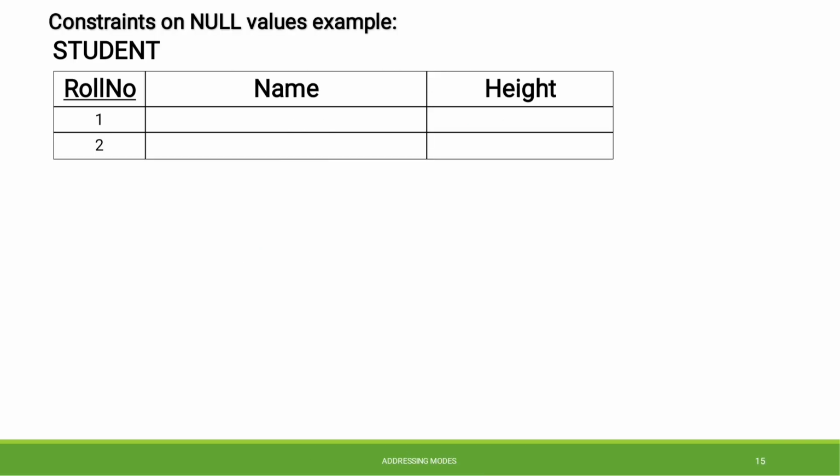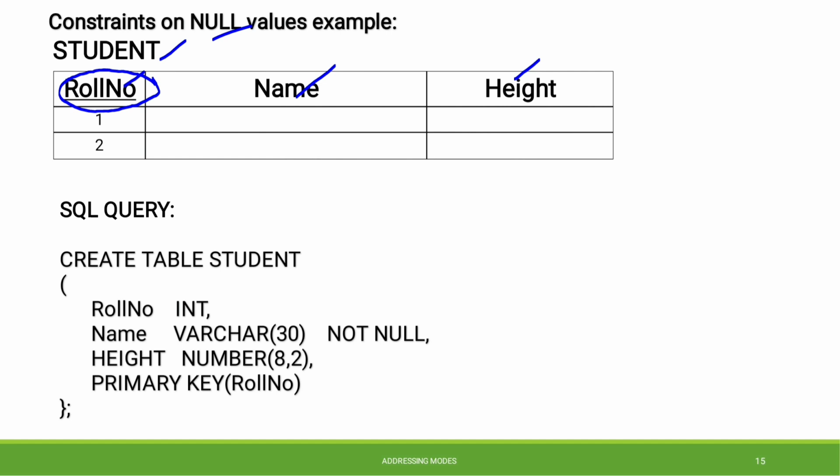Okay. Let us consider an example for constraints on null values. Here we have a relation student. It has three attributes: roll number, name and height. Roll number attribute is underlined because it is the primary key. To create such a structure, that is a table called student, a structured query language command, that is an SQL query, is used. That is as follows. The SQL query is create table, the name of the relation student. The three attributes roll number, name, height are taken here. So roll number is made the primary key.